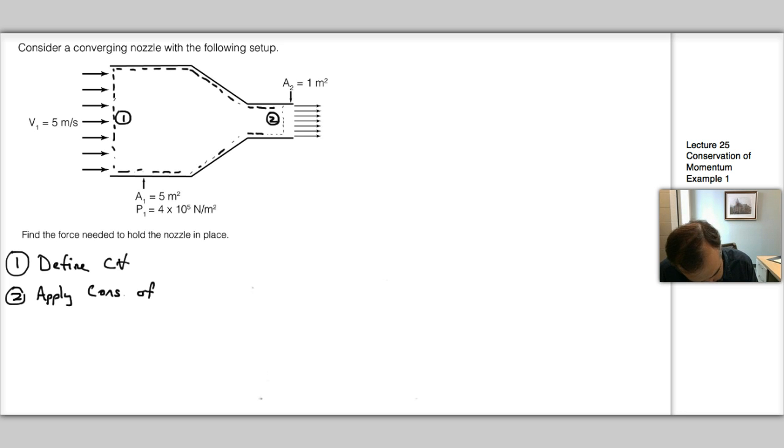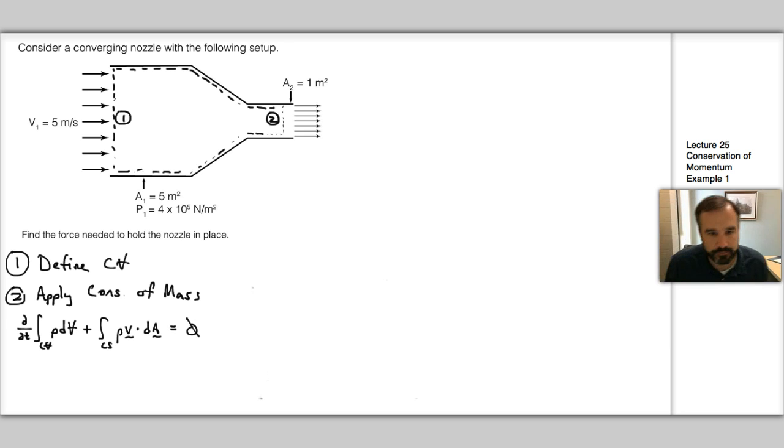conservation of mass. Okay, so let's do that. So again, we write out our full equation for the conservation of mass in its general form. So we have d over dt times the integral over the control volume of rho dV plus the integral over the control surface of rho v dot dA, and the total change there is 0. Okay? We're given no information about the unsteadiness of the flow, so we can say that it is a steady flow, so this first term goes to 0.